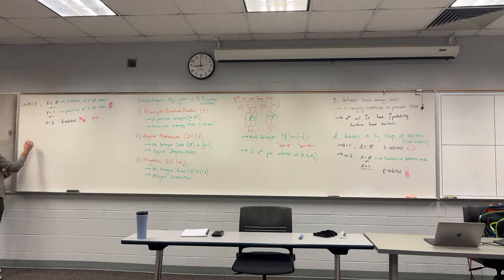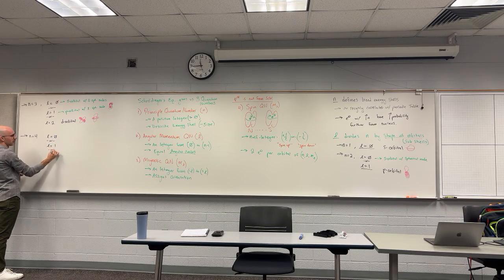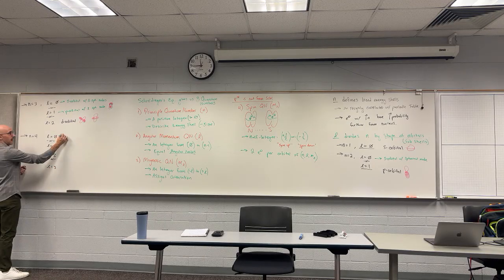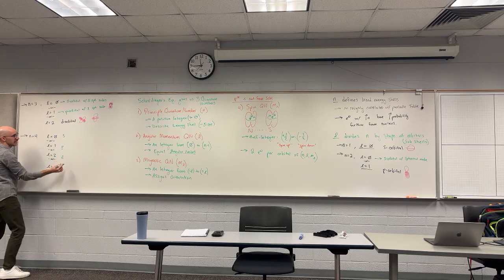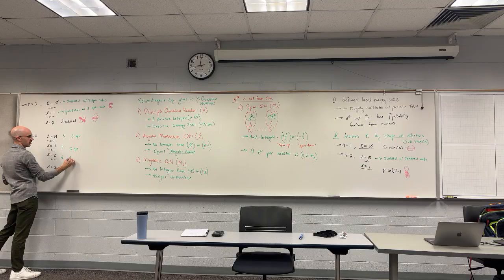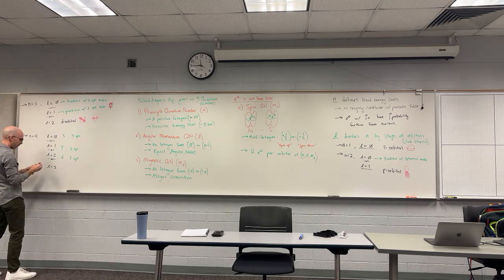Right? All right, n equals 4. L can equal 0. L can equal 1, 2, 3. Good. Now I think you get the idea here. S, P, D, 3 spherical nodes, 2 spherical nodes, 1 spherical node. This is what we call the F orbital.